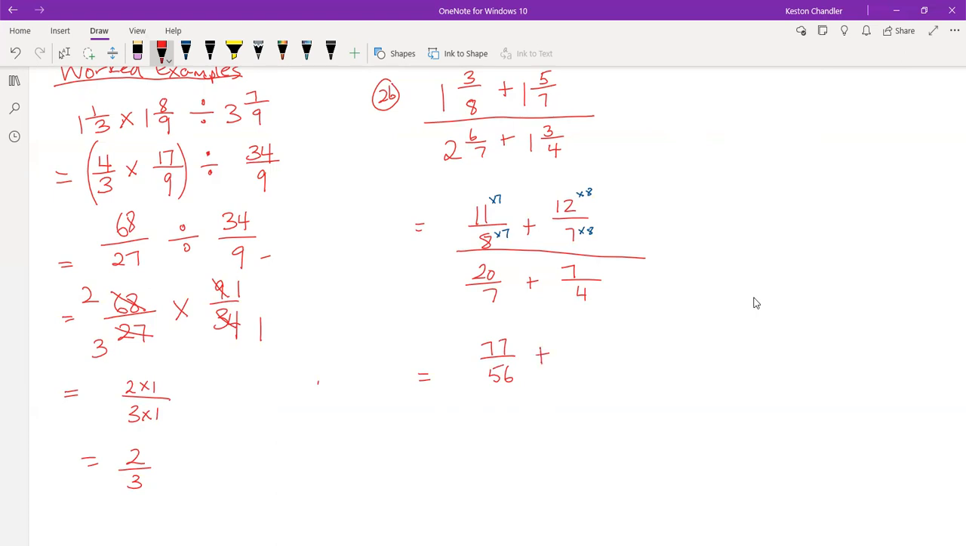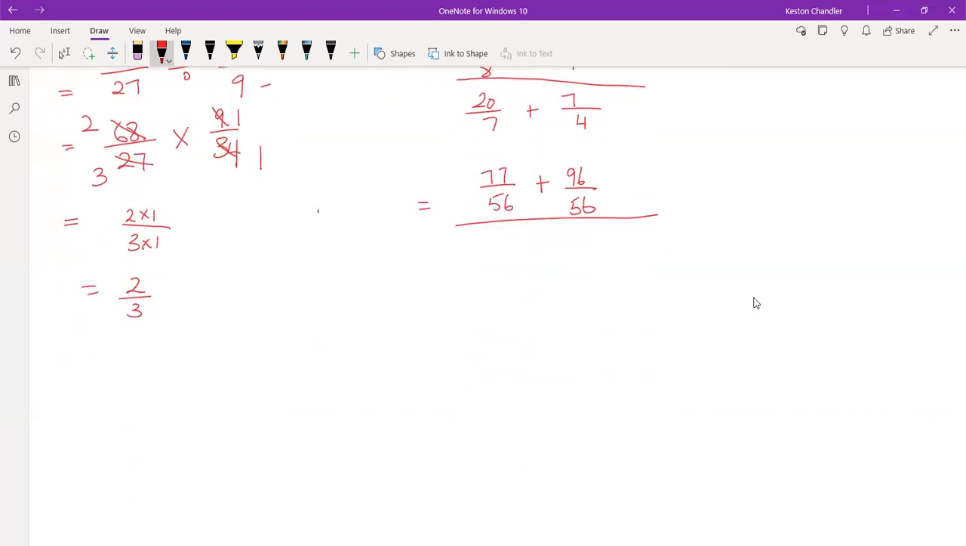If I reduce this, I'll go back to the 11 over 8. So I am finding another way to write these fractions. 12 8s are 96 over 56. I am doing that so that I can equate the denominators. If the denominators are the same, then I could easily add my numerators.